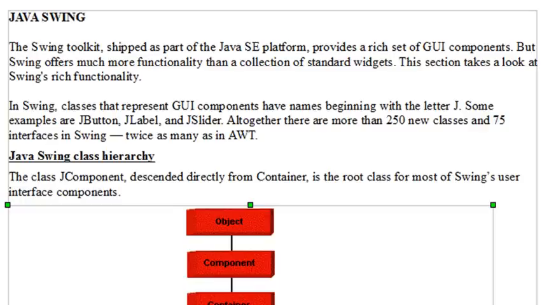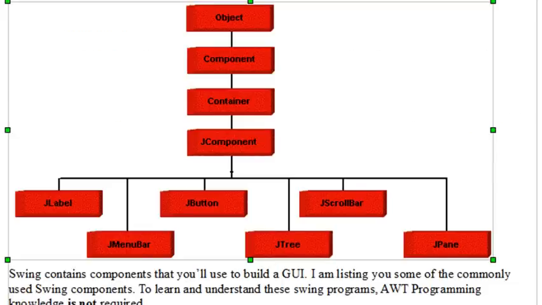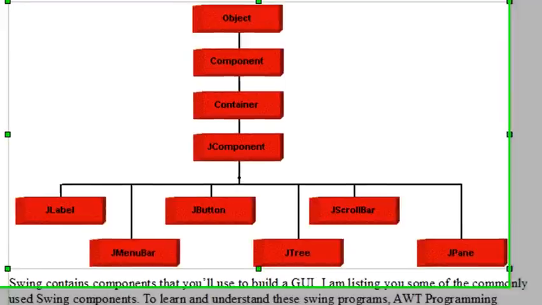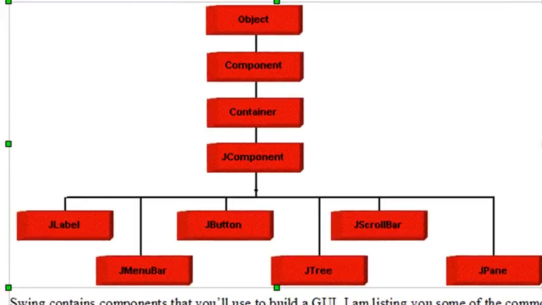There's a whole class structure to this. You have an object, component, container, and JComponent. In that, you have JLabel, JButton, JScrollBar, JMenu, JTree, JPane. It just goes on and on and on. There's tons of Swing components, and we're going to look at just a few of them.